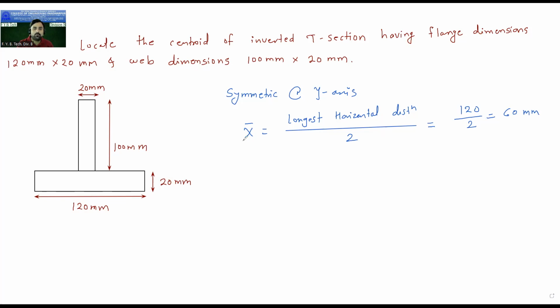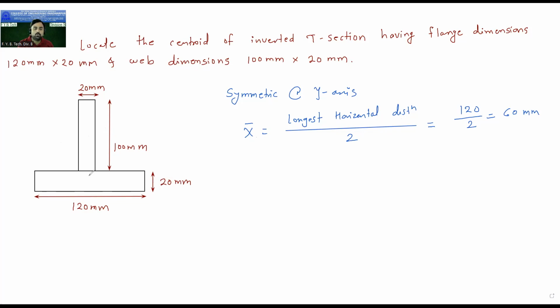For the y bar, we can't use the formula of the longest vertical distance divided by 2. Why can't we use that formula for y bar? Because the given figure is not symmetric about x-axis. So that direct formula we cannot use like x bar. To find out y bar, we have to divide this figure into two known areas, a1 and a2, and then by using that formula, we will calculate the y bar.